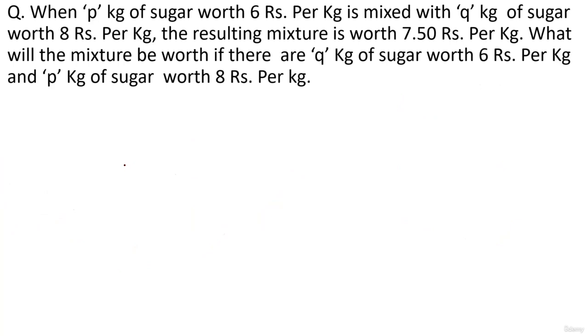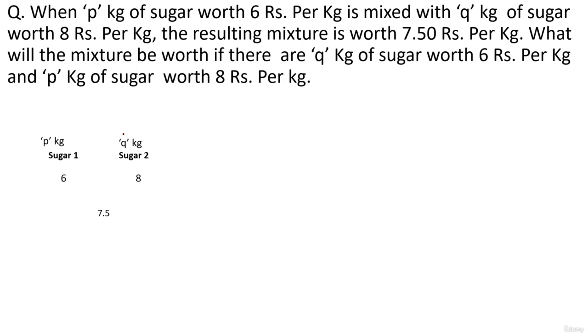When P kgs of sugar worth rupees 6 is mixed with Q kgs of sugar worth rupees 8 per kg, the resulting mixture is 7.5 rupees per kg. What will be the mixture worth if there are Q kgs of sugar worth rupees 6 per kg and P kgs of sugar worth rupees 8 per kg? Same, isn't it? No, it's not the same. So what they have done is they have told you, I take P kgs of the first type of sugar, priced at rupees 6 per kg, and Q kgs of the second type of sugar, which is priced at 8 rupees per kg. And when you mix them, the final cost price is basically 7.5 rupees per kg.